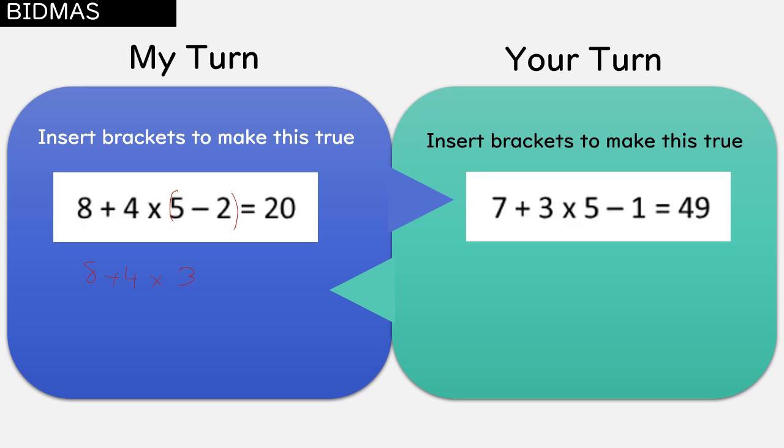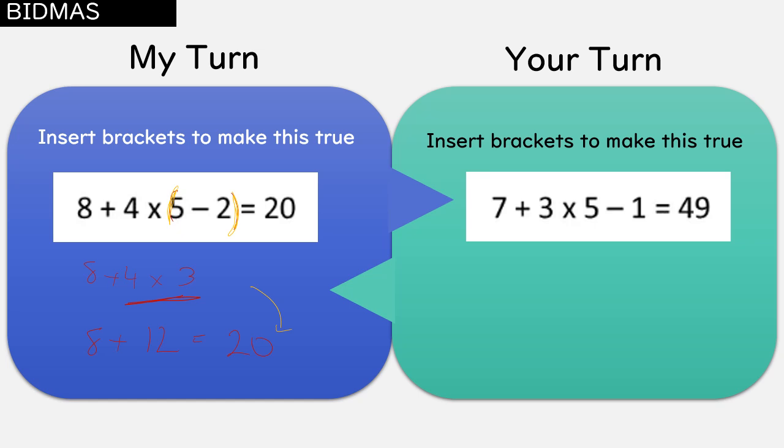Then indices, there's no indices. Division, no division. Multiplication, there is some multiplication there. 8 plus 12, which does give me 20. So just using trial and error, putting the brackets where I think they may go and seeing if that gives us the right answer, has got me that the brackets must go here, one side of the 5, one side of the 2.